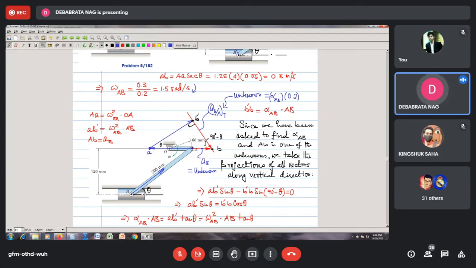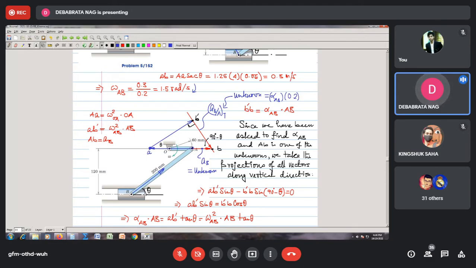No one is asking from me what is AB, since it is an unwanted unknown here, right? Actually in this question, nobody has asked for the acceleration of point B. So that's why this becomes an unwanted unknown for me. Since it is an unwanted unknown, I need to find out its perpendicular direction.